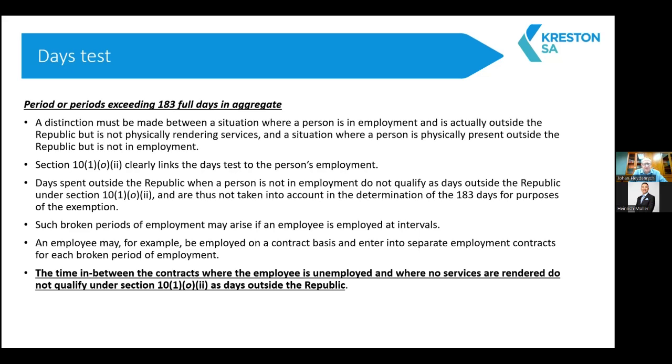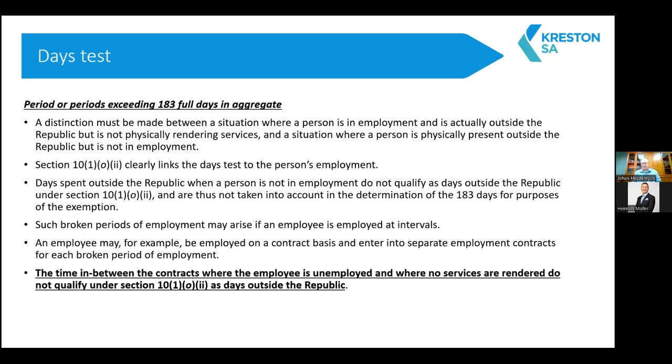Now, a distinction must be made between a situation where a person is in employment and is actually outside the Republic, but is not physically rendering services, and a situation where a person is physically present outside the Republic, but is not in employment. 10(1)(o)(ii) links it to the employment. I agree with that. Days spent outside the Republic when the person is not in employment do not qualify as days outside the Republic under Section 10(1)(o)(ii), and are thus not taken into account in the determination of the 183 days for purposes of the exemption.